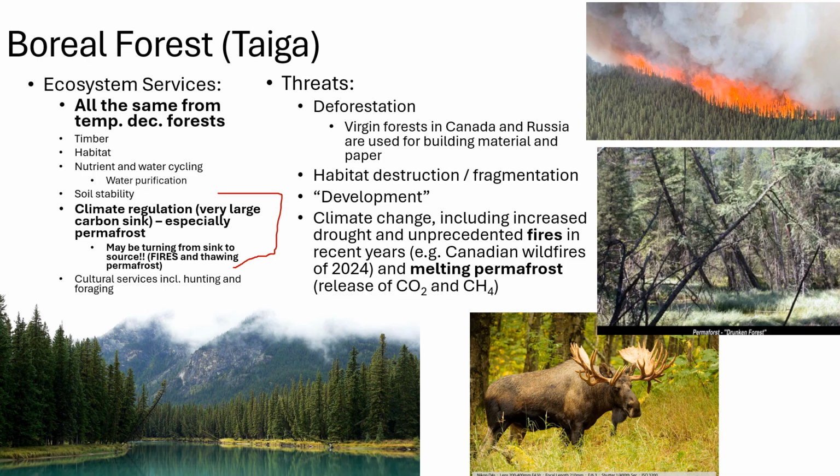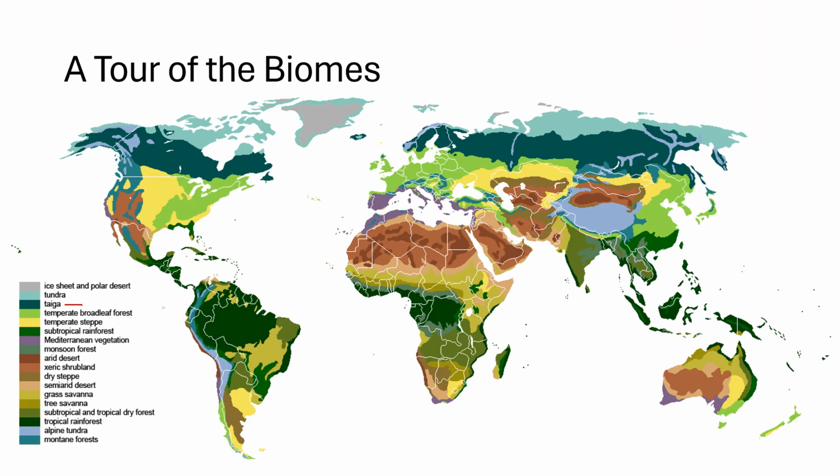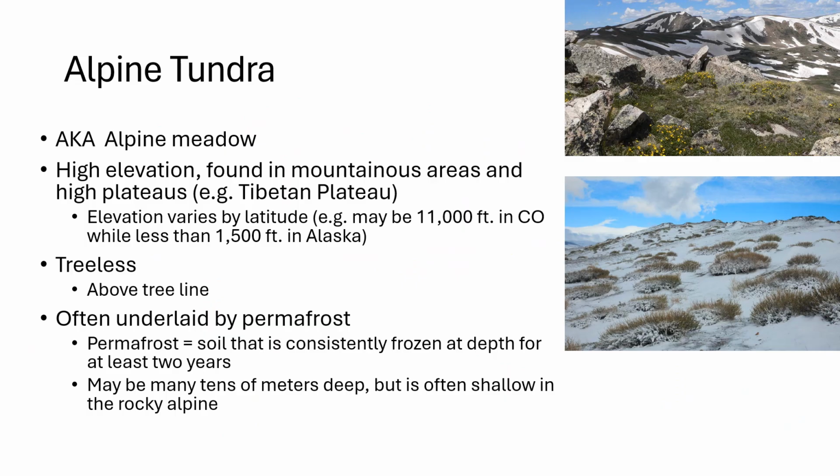Deforestation is another big threat, habitat destruction, development, and then again, fires in areas where we didn't used to see fires, and that melting permafrost releasing CO2 and CH4. So the boreal forest or the taiga, you'll see either name, is this section right here. We are going to continue moving further north and into the tundra. But before we go north, let's divert ourselves into a higher altitude or a higher elevation into the alpine tundra.